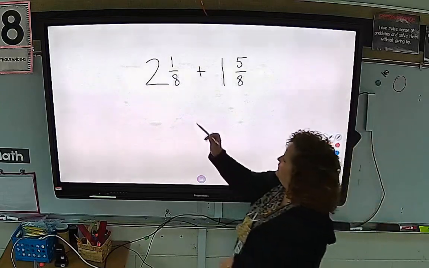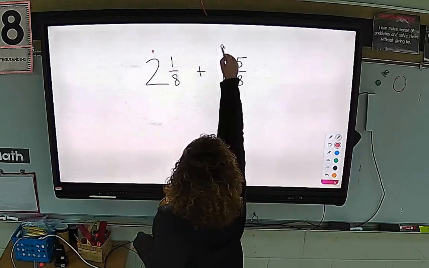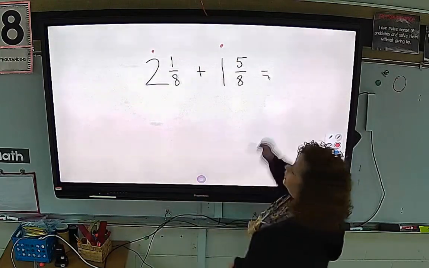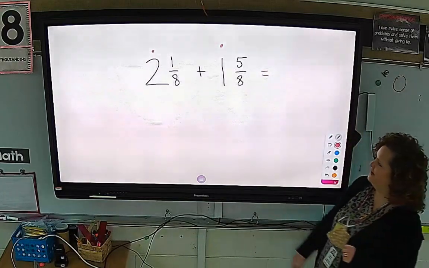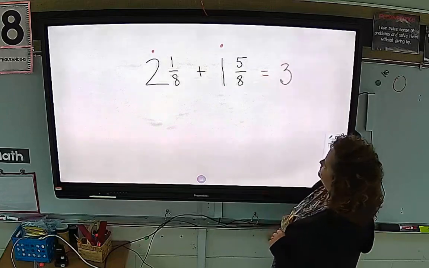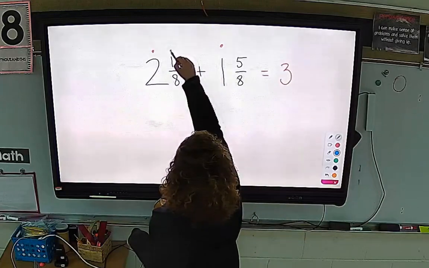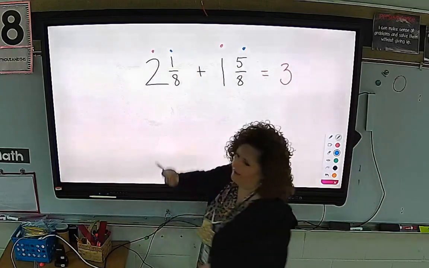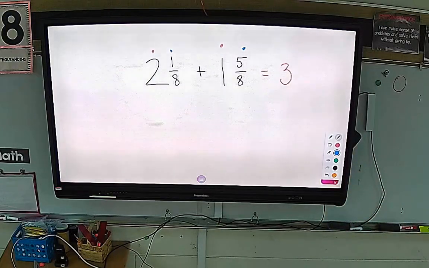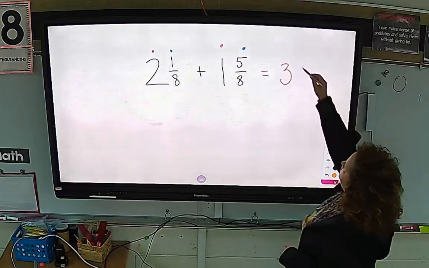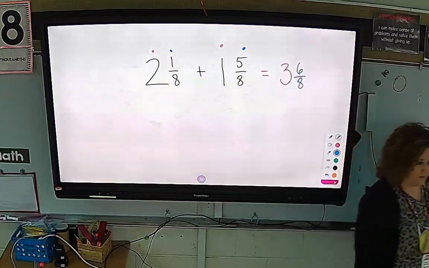All right, so if I were to take my two whole numbers, which are here and here, and add them up, what would I get? This is the tough part right here. What would I get, Will? 3. I'd get 3. So I'm going to put that. Okay? And now if I'm going to add my fraction parts, which are right here, 1/8 and 5/8. What am I going to get, Gage? I've got 1/8, 5/8, 6/8. 3 and 6/8, and it really is as simple as that on some of our problems.